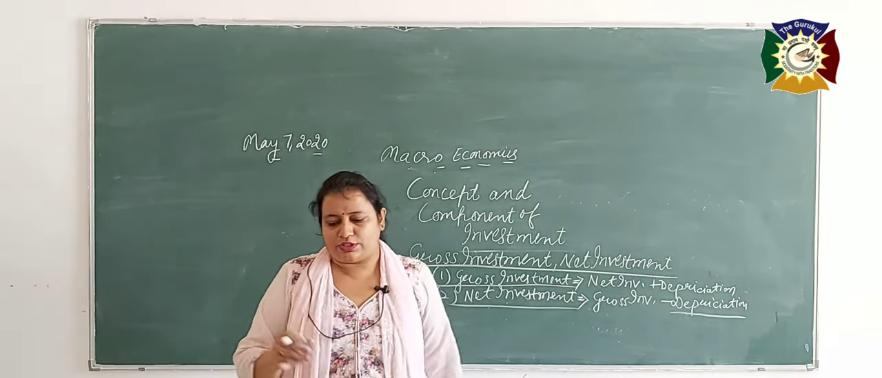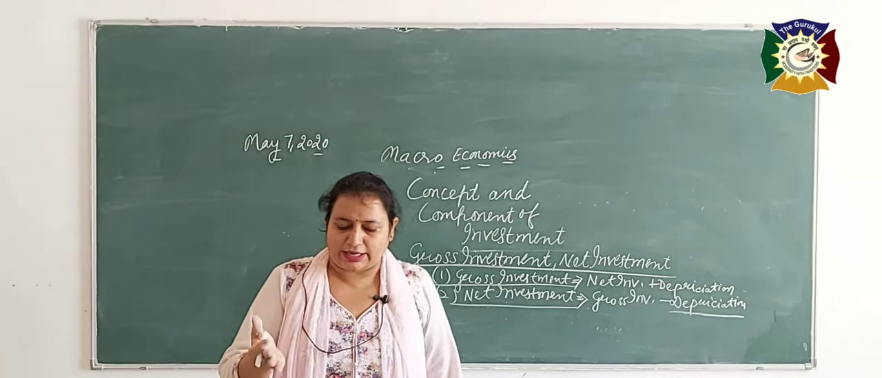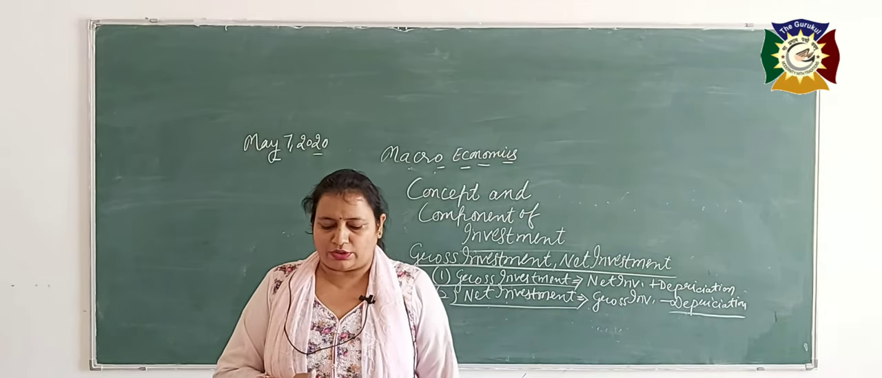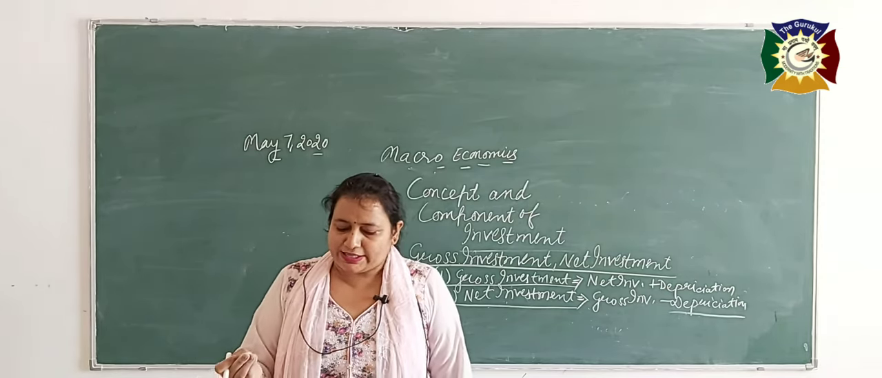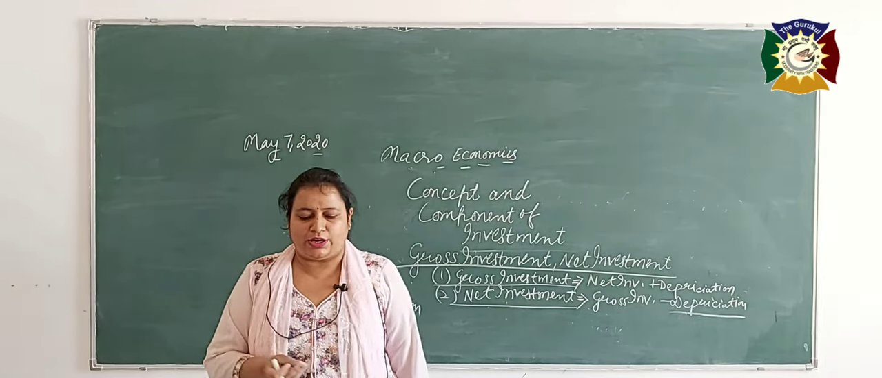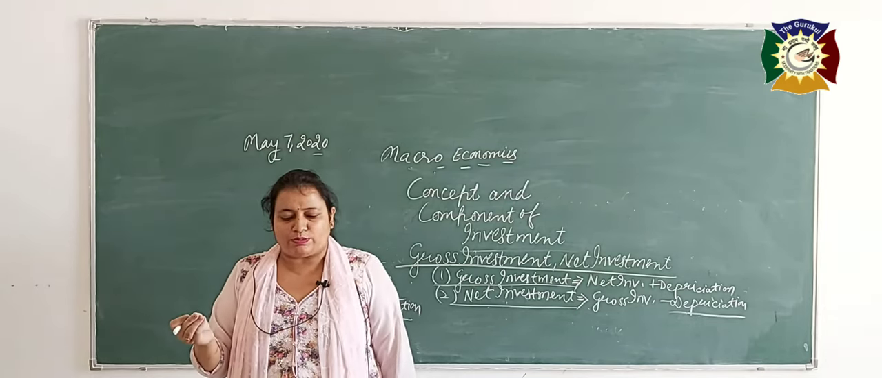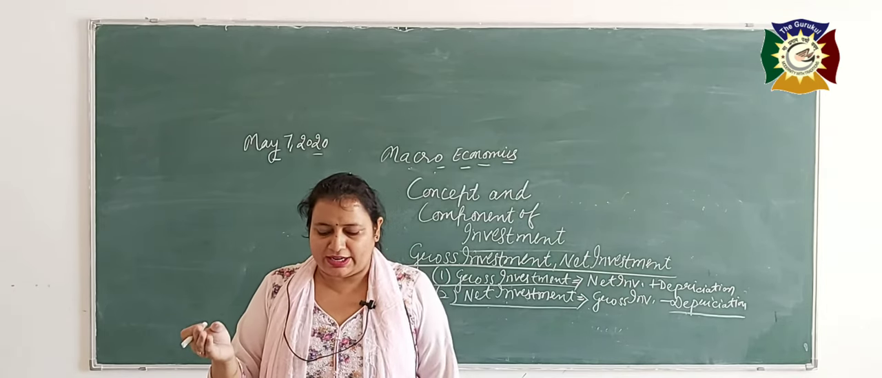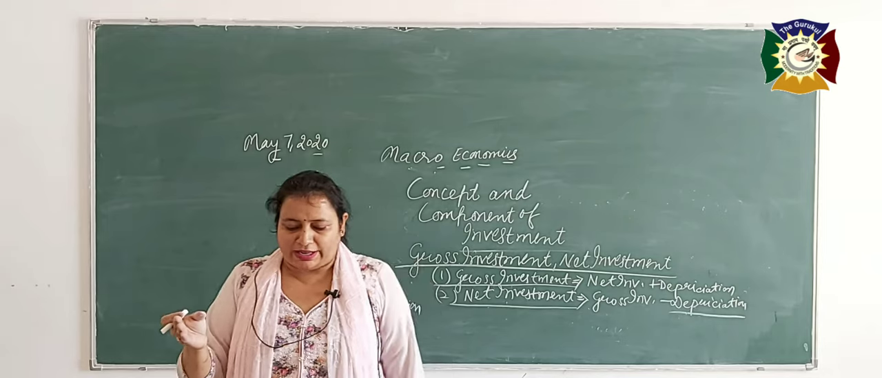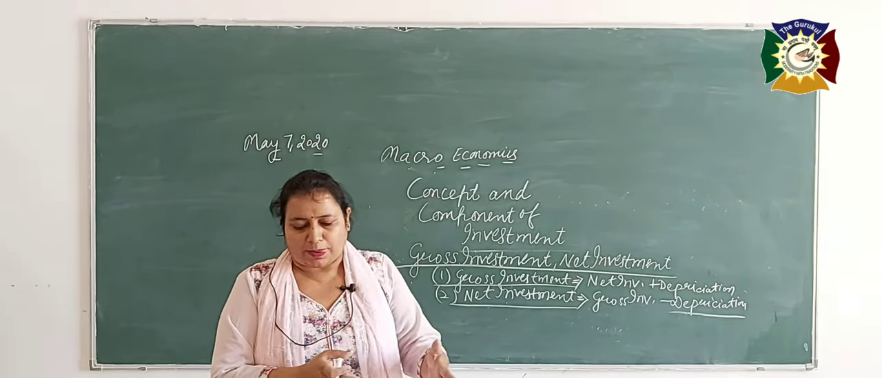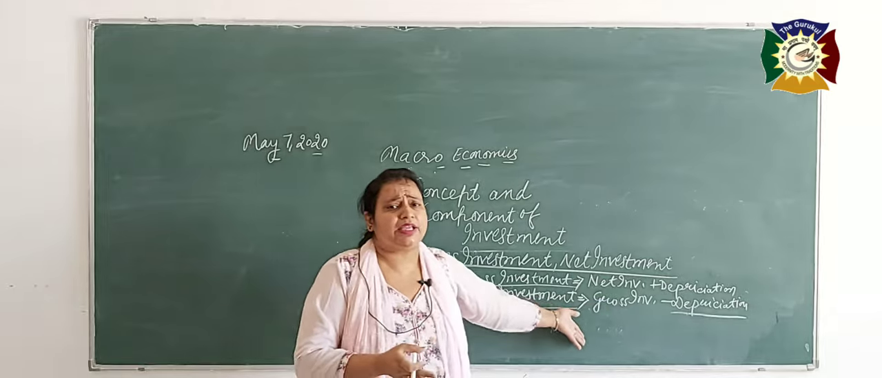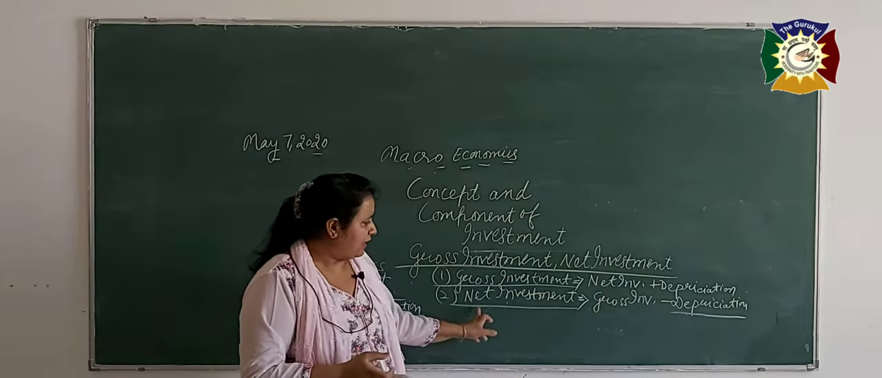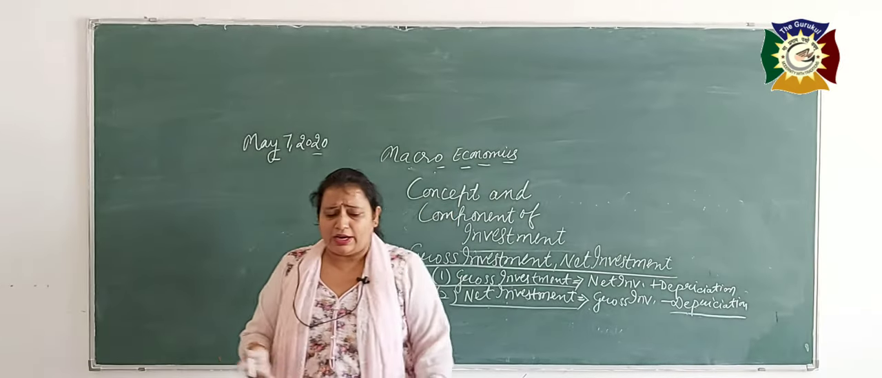Now I am telling you the difference between gross investment and net investment that can come in exam. Gross investment includes expenditure by the producer on the purchase of new assets as well as expenditure on the replacement of existing assets during an accounting year. And net investment is expenditure by the producer on the purchase of new assets. More specifically, it doesn't include the expenditure by the producer on replacement of existing assets. I already told you that in gross, depreciation value will be added, but in net investment depreciation value will be deducted.